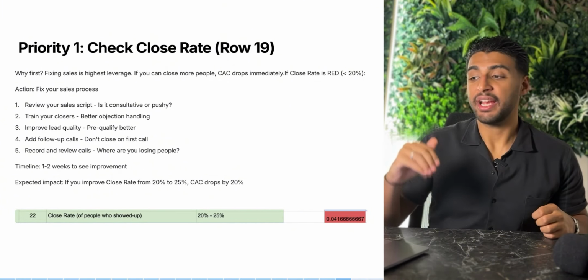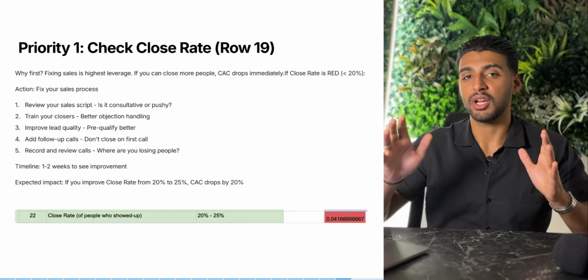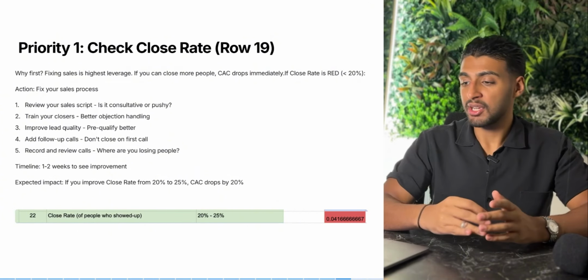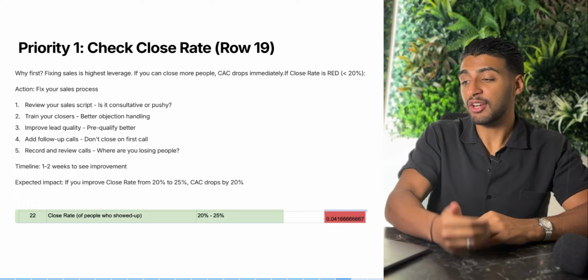And the first thing you want to check is the close rate. You don't want to check anything else. Let's say everything else is red. You do not want to check them. You want to check the close rate. Why first? Because fixing sales is actually the highest leverage. If you can close more people, your CAC drops immediately.